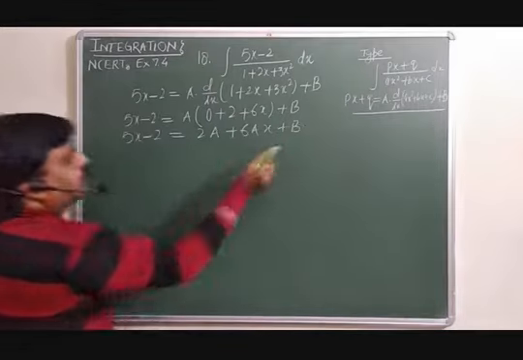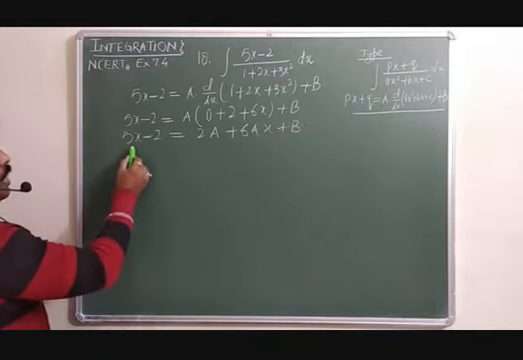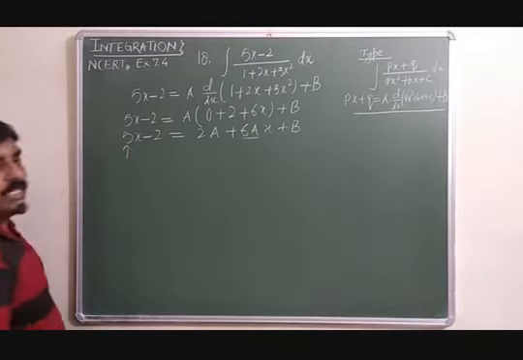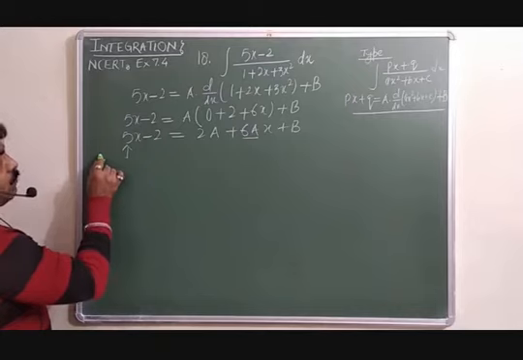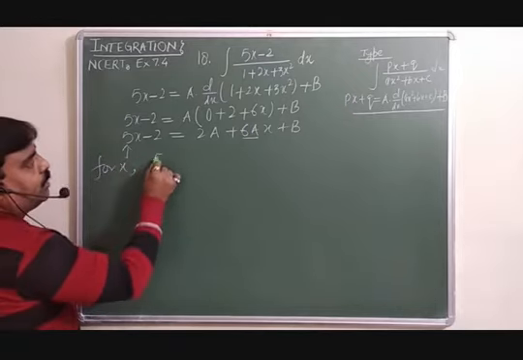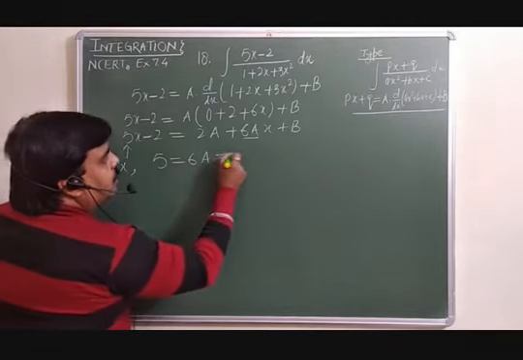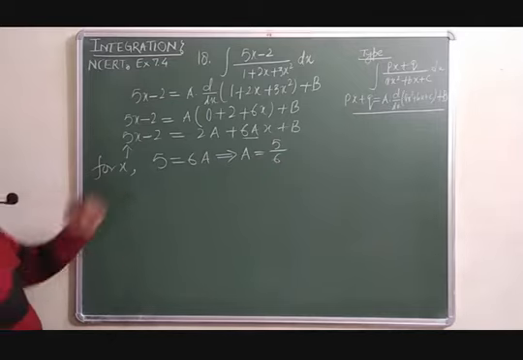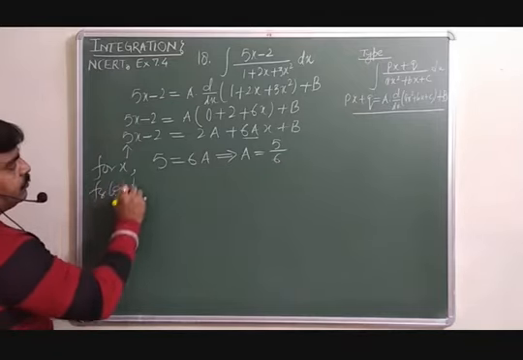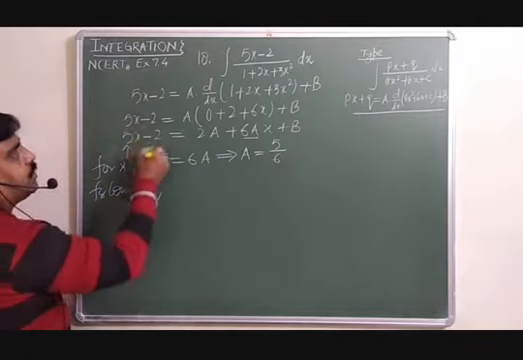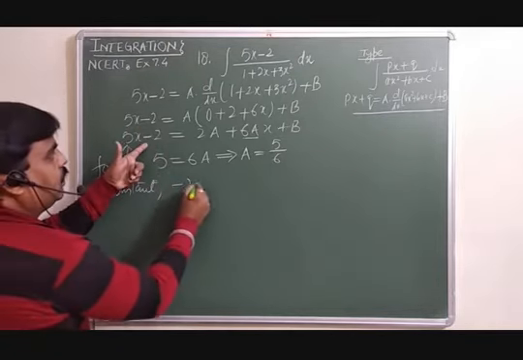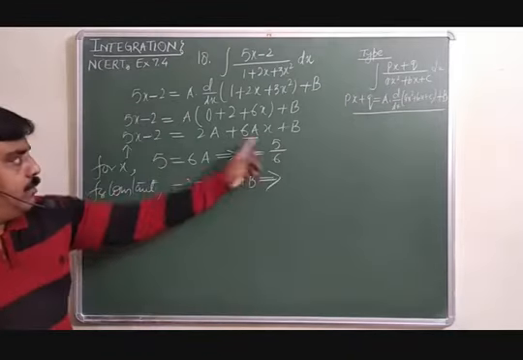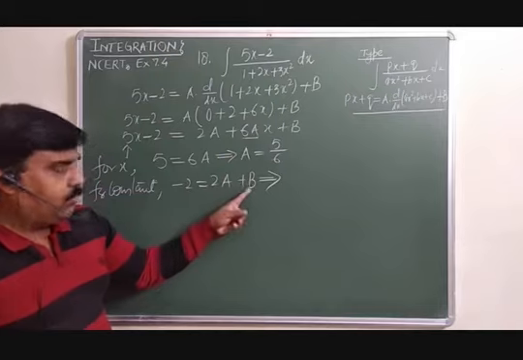Now you can compare the coefficients from both sides. The coefficient of x here is 5, and here the coefficient of x is 6a. So comparing the coefficient of x, you will get 5 is equal to 6a, so from here a is equal to 5 over 6. For the constant, which is the term without x, minus 2 is equal to 2a plus b. You can solve this one here by putting the value of a from here, then you can find the value of b.